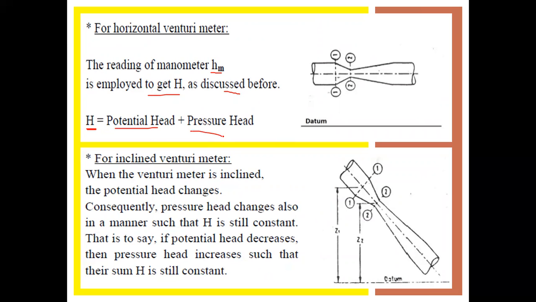Next, for the inclined type of venturimeter, see here for a horizontal type, this is the datum line. Then take the height and draw the figure. Drawing rough, legible and neatly visible figures makes the problem very easy to solve. Now see here, potential energy plus pressure head energy. Next, for the inclined venturimeter, when the venturimeter is inclined, the potential head changes. That's why for some applications these are not used.